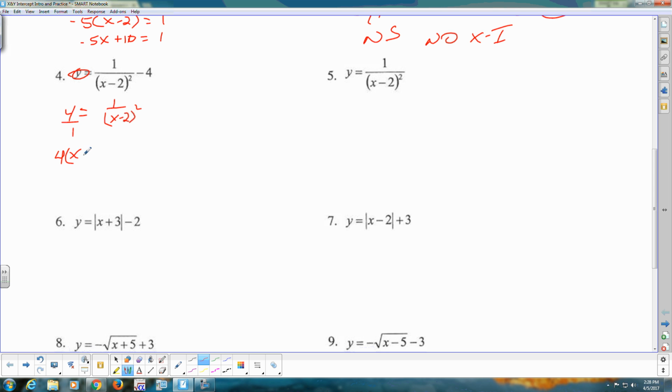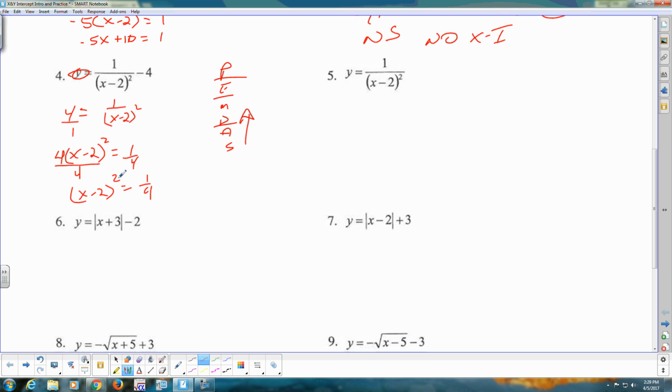4 times x minus 2 squared is equal to 1. You cannot distribute this 4 inside. You cannot distribute the square inside. Remember, you're solving. You want to get rid of this stuff, so you're working up PEMDAS to do it. You get rid of any adding and subtracting first. I can't, because it's in the parenthesis, so you go on to multiplying and dividing. You want the 4 to go away, so divide it out. So then I got x minus 2 squared is equal to 1/4.